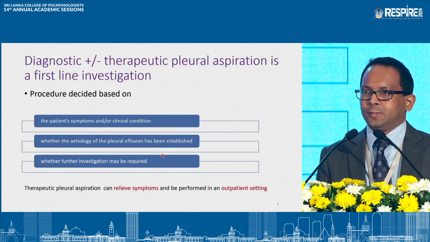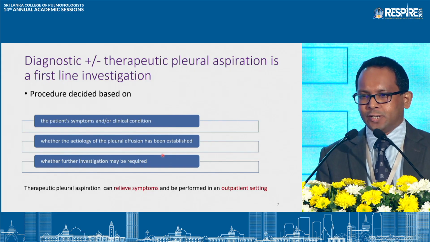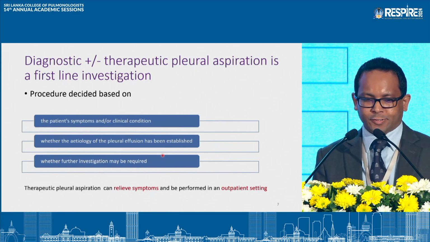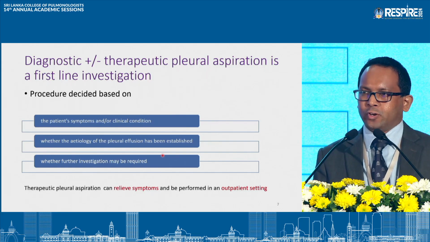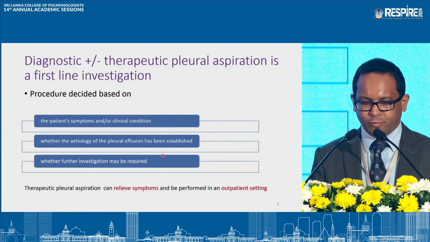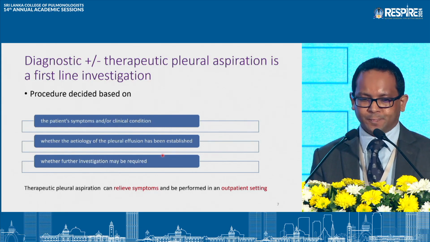In this situation, we can go ahead with a therapeutic pleural aspiration, drain about 1 liter off. This can be done as an outpatient procedure under ultrasound guidance. We can send the fluid off. If it is non-diagnostic, we have enough fluid left for further investigations down the line.